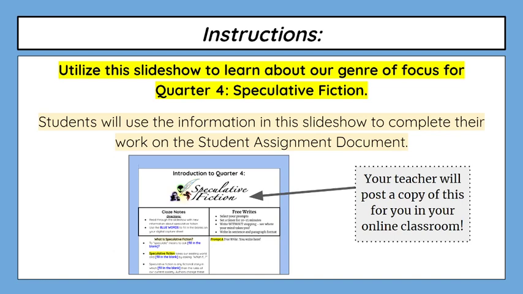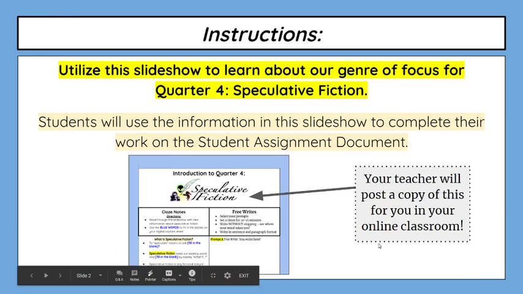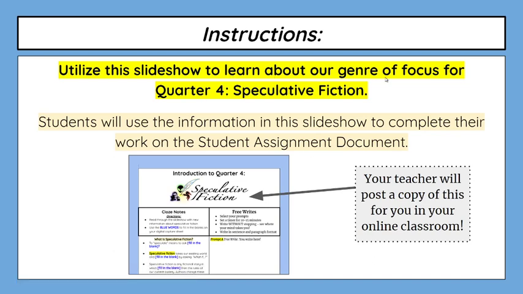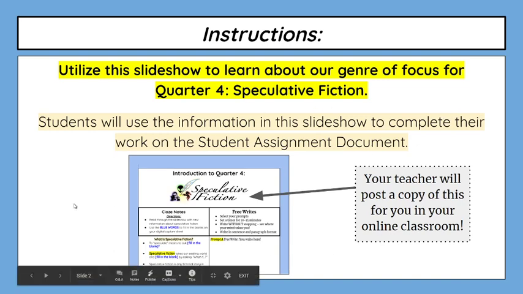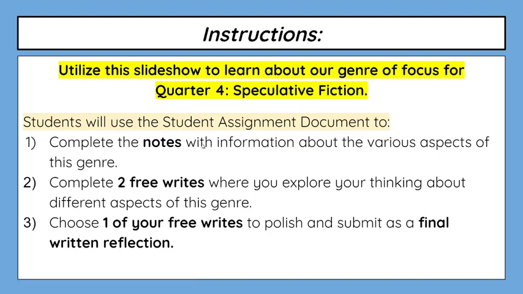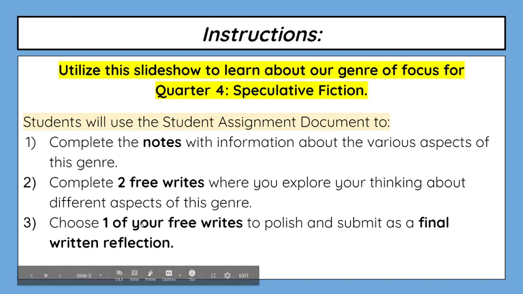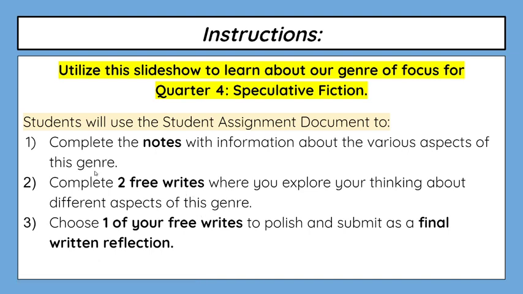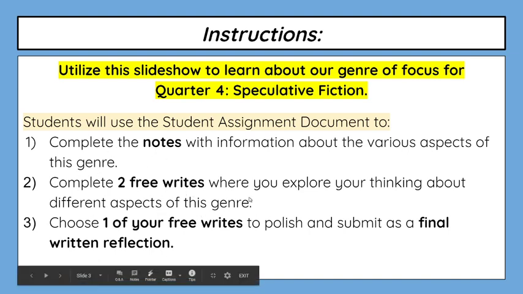So it's going to give you the instructions again. Your teacher has already posted a copy of this for you in your online classroom. Use the slideshow to learn about our genre of focus. Students will use this information in the slideshow to complete their work on the student assignment document. Complete the notes with information about the various aspects of the genre. Complete 2 free writes where you explore your thinking about different aspects of this genre, and choose one of your free writes to polish and submit as a final written reflection. Okay, so you have sort of 3 actions here.